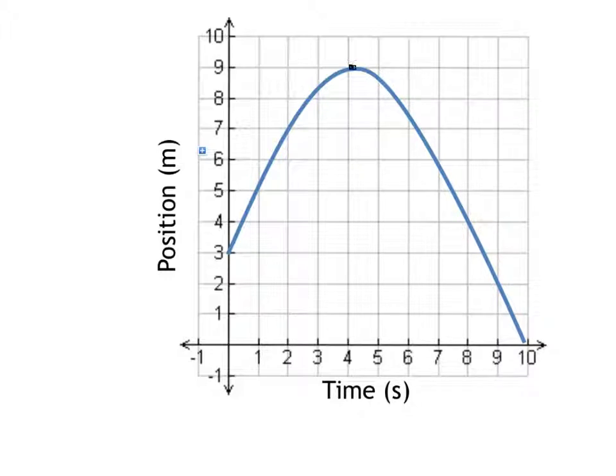So right here, it looks as though we're talking about at 4 seconds, the position is 9. At 0 seconds, the position is 3. And at 10 seconds, the position is 0. So nothing changes there. But we do notice it's tougher to distinguish what the slope is at any given point. So we can't really identify the exact value of the velocity at any point, but we can say things about whether or not it's positive or negative.